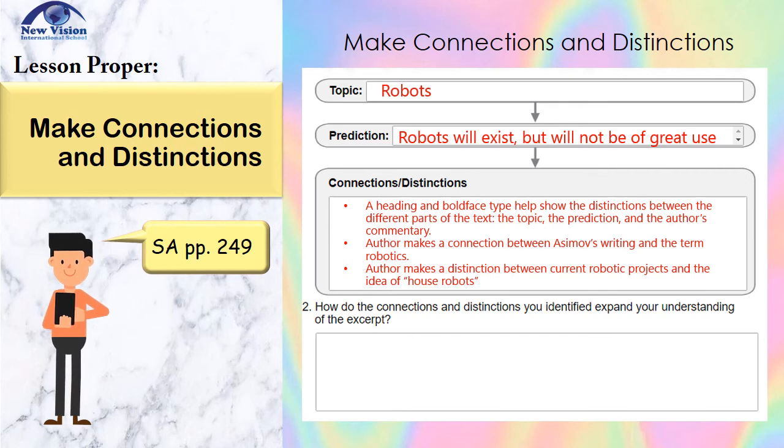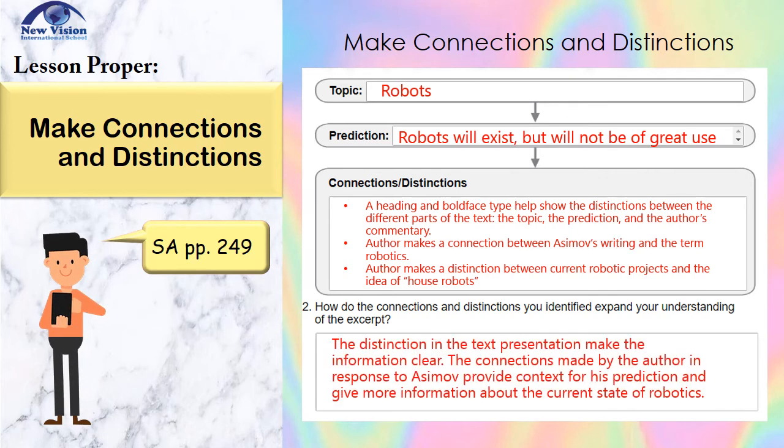For number 2, here are some possible answers. The distinctions in the text presentation make the information clear. The connections made by the author in response to Asimov provide context for his prediction and give more information about the current state of robotics.